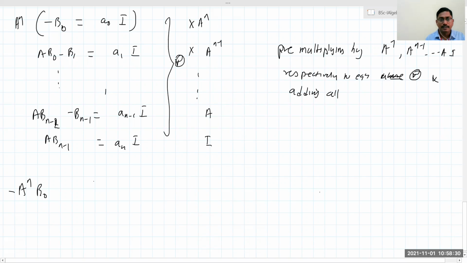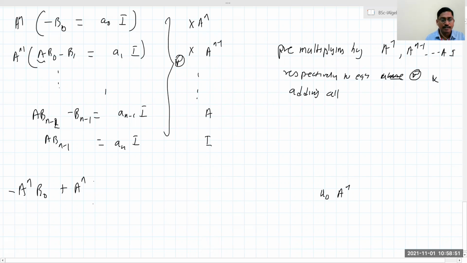And what is the right-hand side? a naught A raised to n, identity into that. So what is the next term? A raised to n minus 1 is multiplied. So this is plus A into A raised to n minus 1. This A into A raised to n minus 1, what you get?